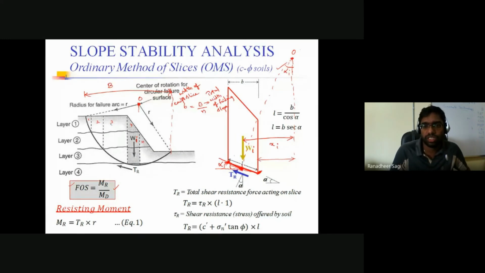So if I say the failure surface is making an angle of inclination alpha_i with the horizontal, at the center position, the point we are referring to is the mid distance or mid position of the arc of the failure surface with the horizontal.